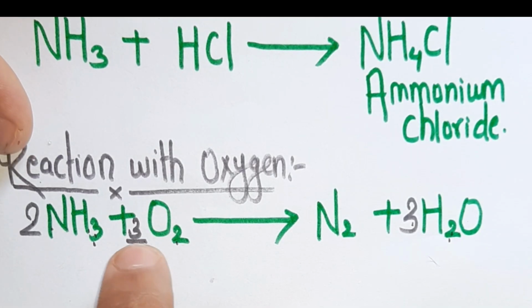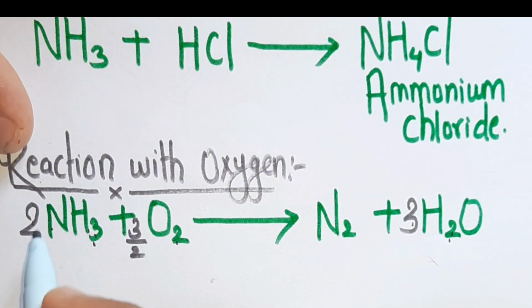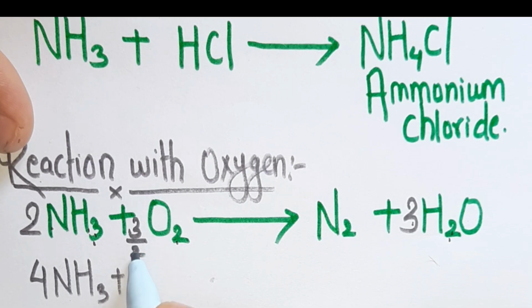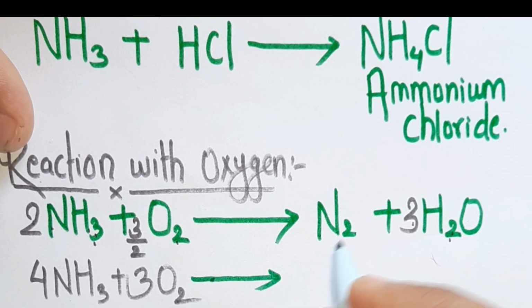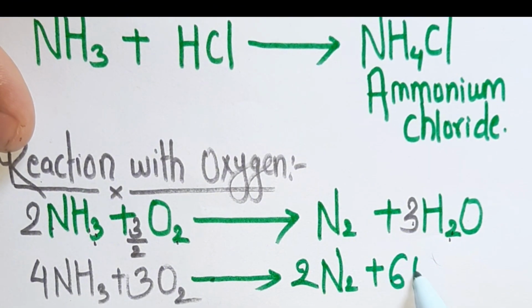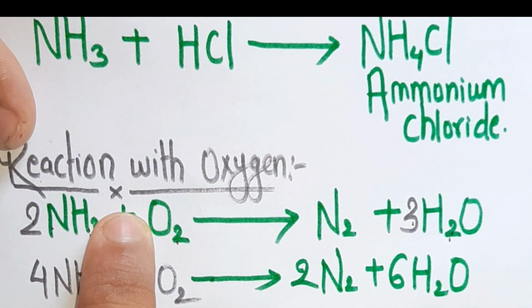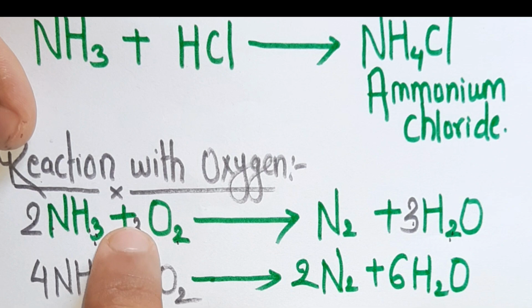But we cannot write it in fraction form. To remove this fraction, we multiply all by 2. See here, 2 becomes 4 and NH3 becomes 3. Now when we multiply this also by 2, it gets cancelled out. Multiplying here by 2 gives 2, and multiplying here by 2 gives 6H2O. To balance this oxygen, the number of oxygen on one side is 3, but on the other side it was 2. So to balance this, we add 3 by 2.